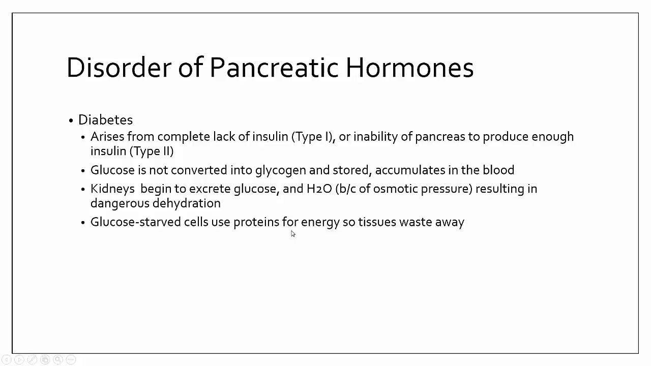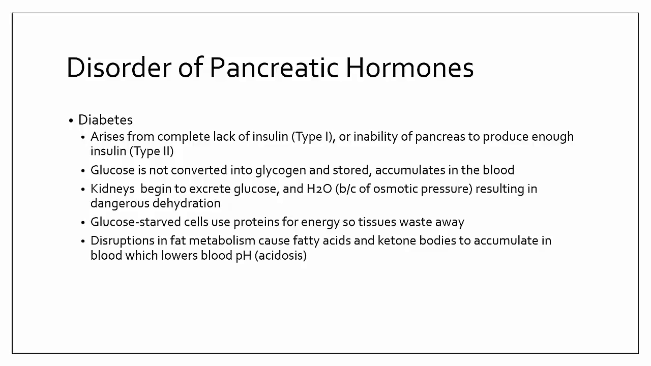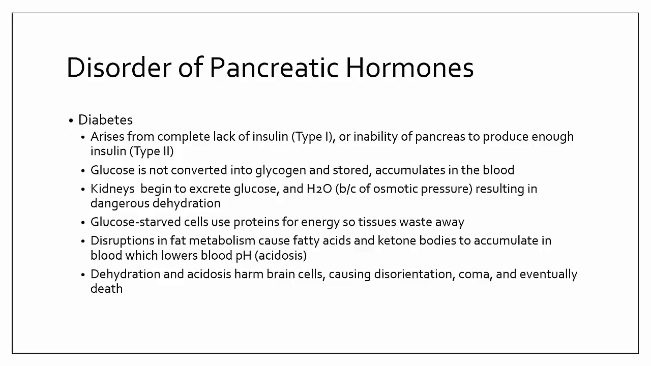You don't have all that glucose, so your cells are starved and they start using proteins for energy and your tissues waste away. Disruptions in fat metabolism causes fatty acids and ketone bodies. Ketone bodies are acidic and they accumulate in the blood, and that lowers your blood pH, which is called acidosis. It is a very dangerous condition. Dehydration and acidosis harm your brain cells. They cause disorientation, coma, and eventually death. So this is untreated diabetes.